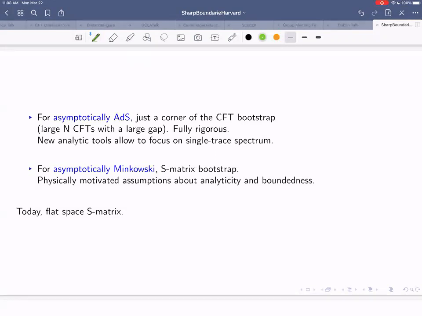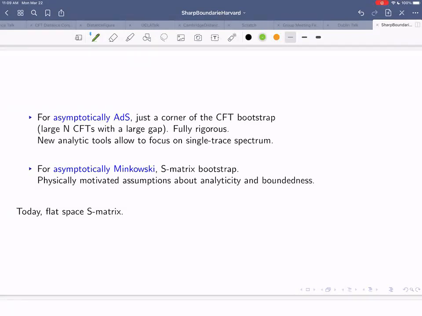Today I will focus instead on asymptotically Minkowski space, where the tools are similar. In fact, we are inspired by the conformal field theory bootstrap, and we will instead use the general rules that govern the scattering, ideally of gravitons, although today, for technical reasons, we will stick with external scalar particles. The idea is to input very general assumptions about analyticity and boundedness of the S-matrix of scattering of gravitons and see how far we can go.